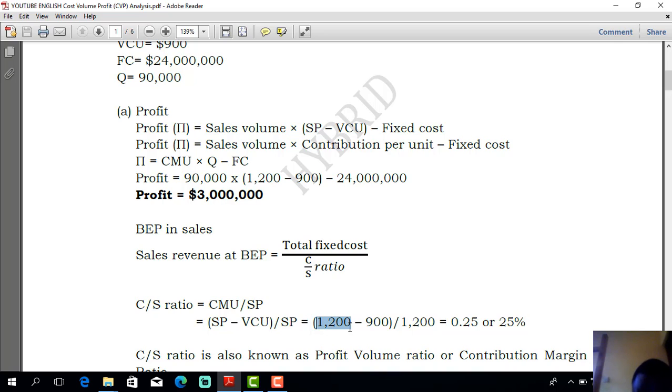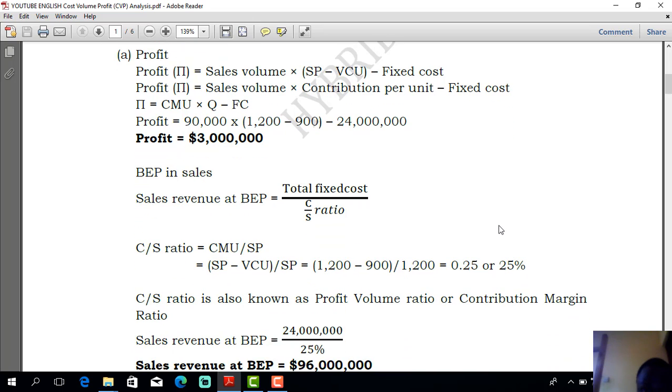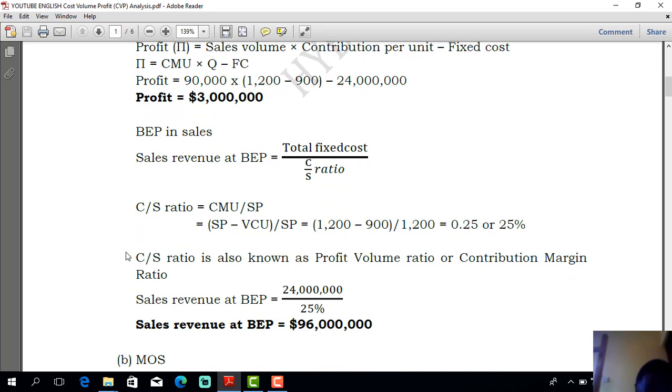This is the selling price, 1,200, minus variable cost per unit, 900, over selling price, 1,200. We get 0.25. It's much more common to express this contribution to sales ratio as a percentage. So if you multiply by 100, you obtain 25%. You have to note one thing here: CS ratio, contribution to sales ratio, is also known as profit volume ratio, as you will see in the graph, or contribution margin ratio. So it is exactly the same thing.